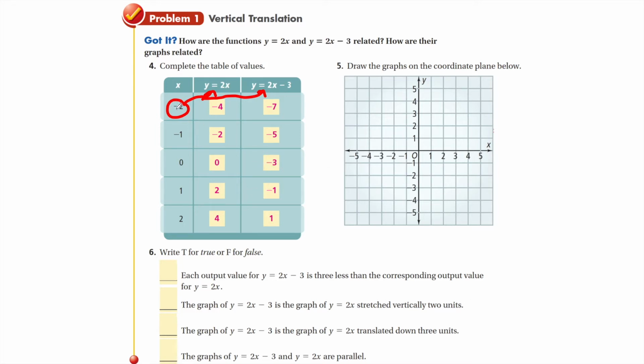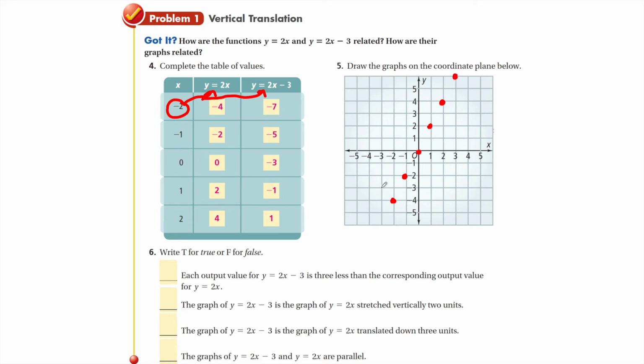So we have a negative 2, negative 4. So we go to negative 2, go down to negative 4. We also have a negative 2, negative 7, but that's off the page. We have a negative 1, negative 2. And you're going to notice that it's going to start going up in this pattern.